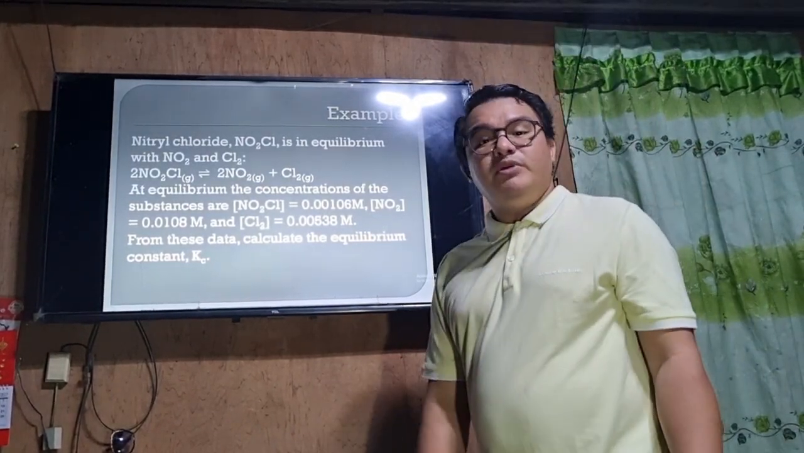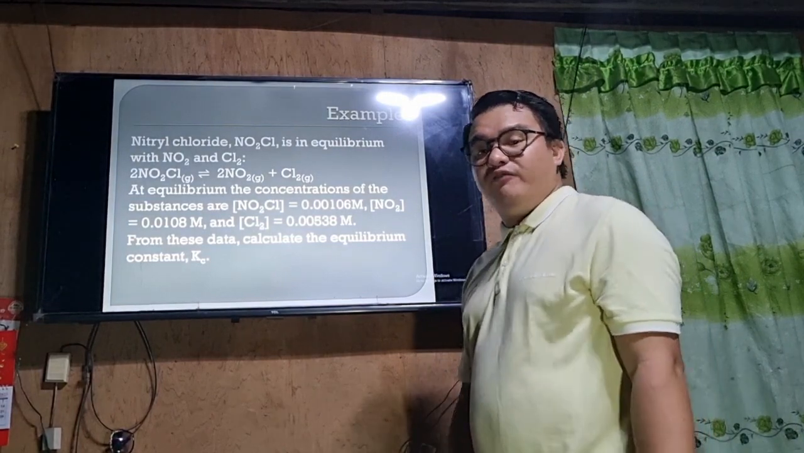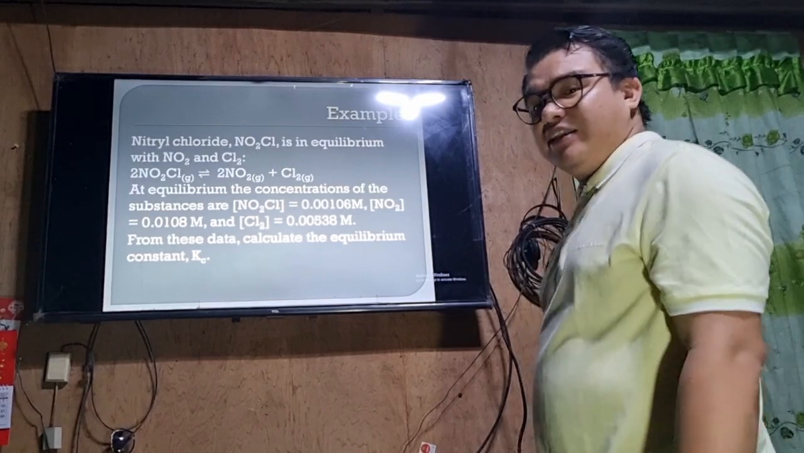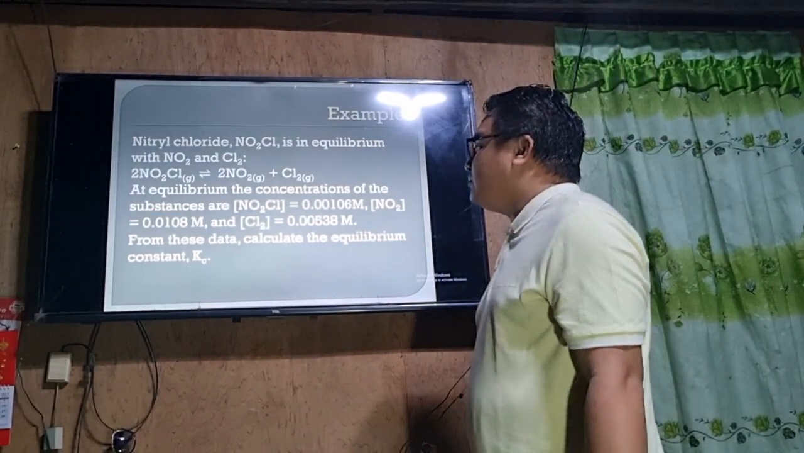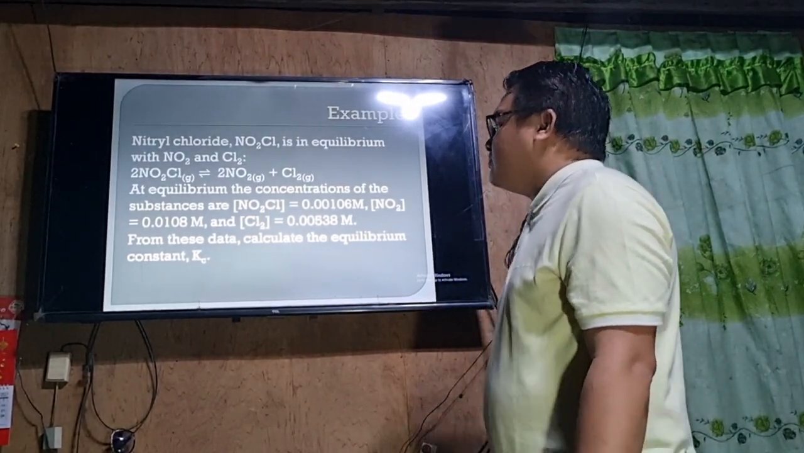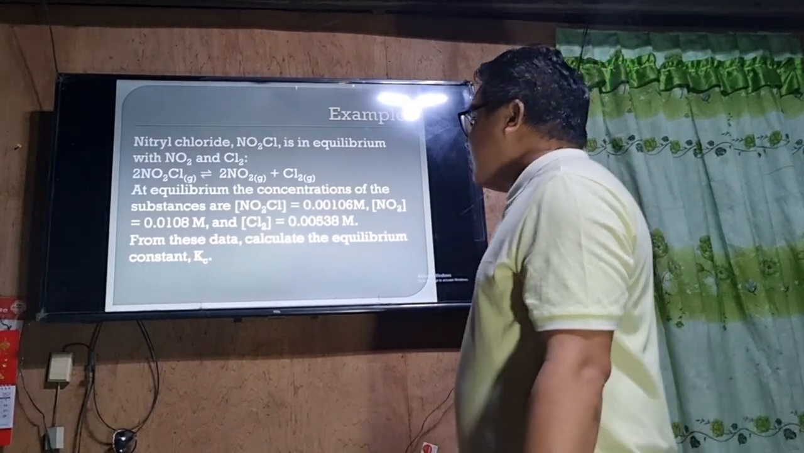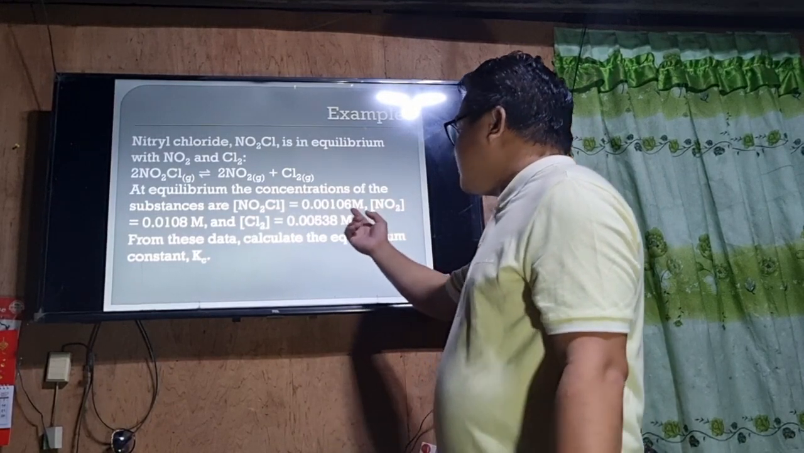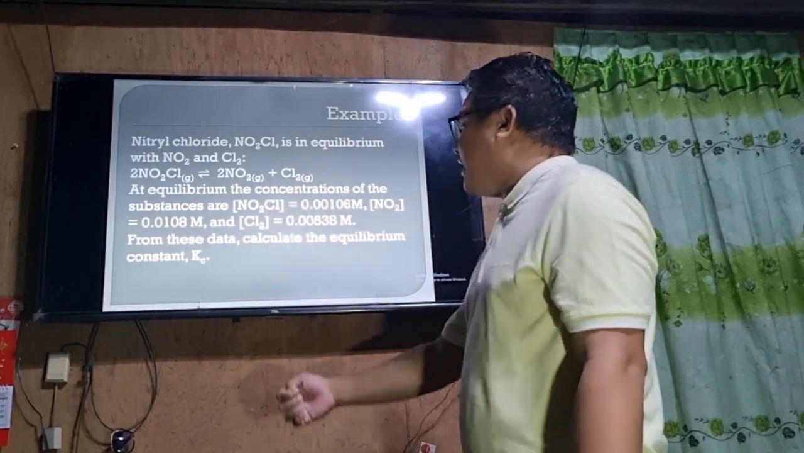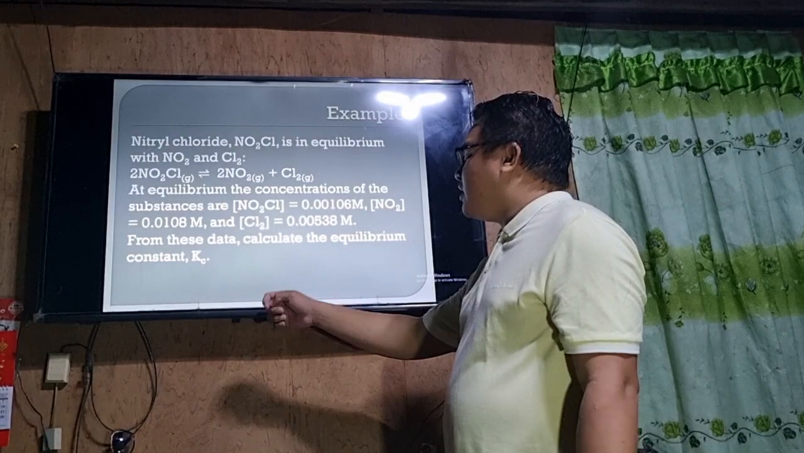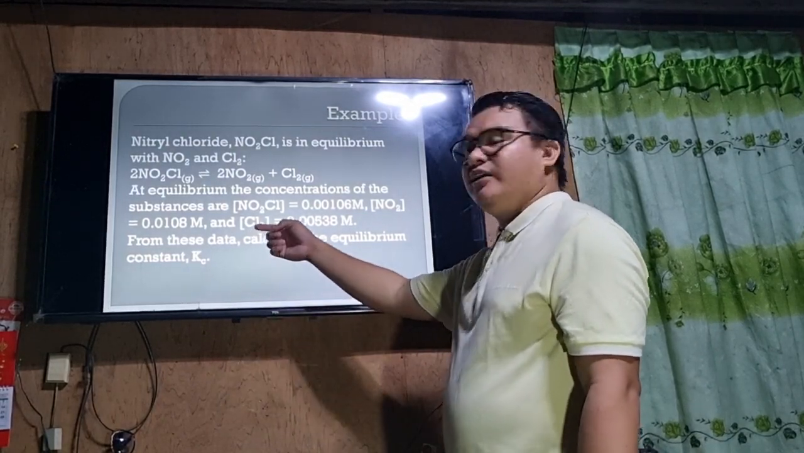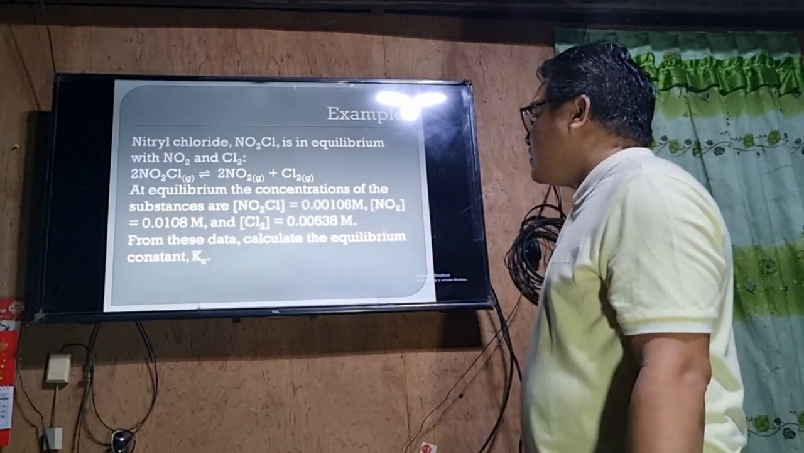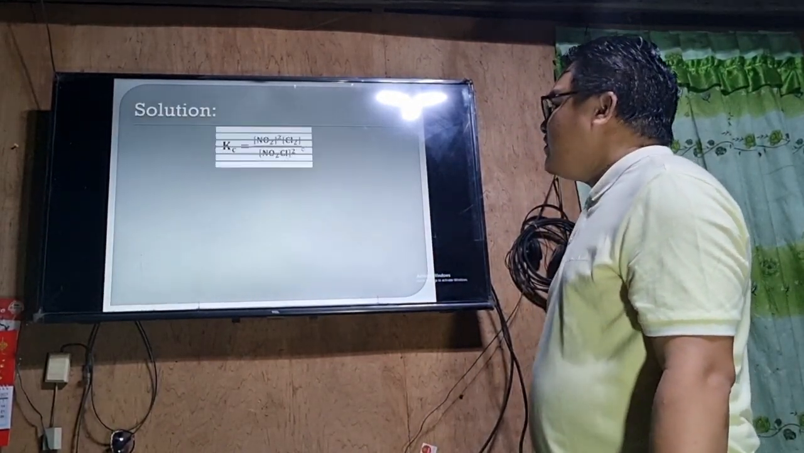So they are formed. What type of chemical equilibrium is this? Very good. That is a homogeneous chemical equilibrium. So, given the concentrations in moles per liter, we have here the nitrosyl chloride and also the nitrogen dioxide and then the chlorine gas. Here are the molar concentrations. So we have here our solutions.